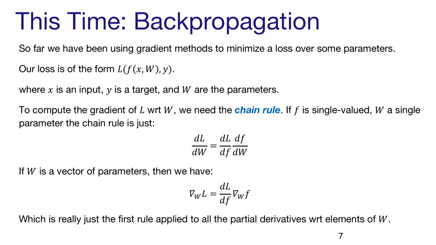Because you don't ever have really just one parameter, W is going to be at least a vector of parameters. And in vector form, we can just basically element-wise replace dL by dW and dF by dW with gradients. Okay, so the gradient just represents the vector of all the partials of L with respect to W.